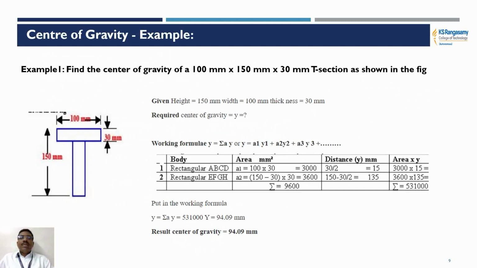Now we have to multiply the areas with y1 and y2. So a1 is 3000 into y1 is 15, and a2 is 3600 into y2 is 135. The summation of a1y1 plus a2y2 will be 531,000. Putting it into the formula, y bar is a1y1 plus a2y2 divided by the summation of a1 plus a2. We get the centroid as 94.09 mm.